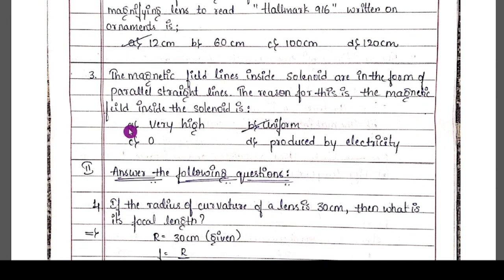Third question: the magnetic field lines inside the solenoid are in the form of parallel straight lines. The reason for this is that the magnetic field inside the solenoid is always uniform, because we know that when electricity is applied, the field is uniform. So all the magnetic lines are shown as parallel lines. So the answer is uniform.